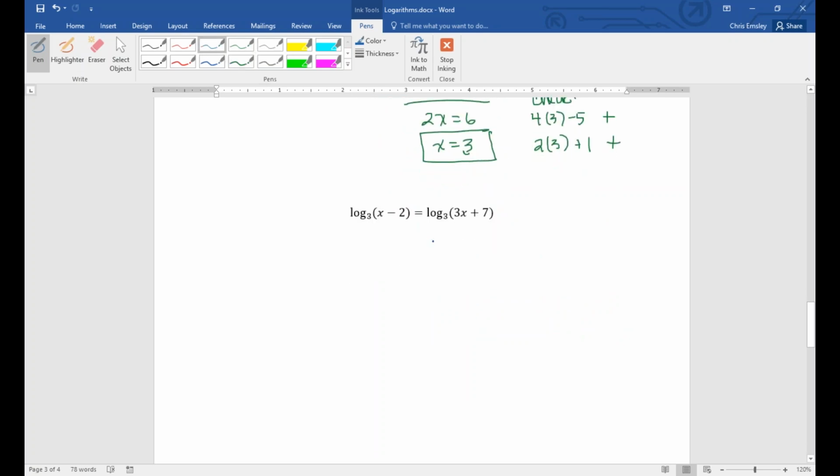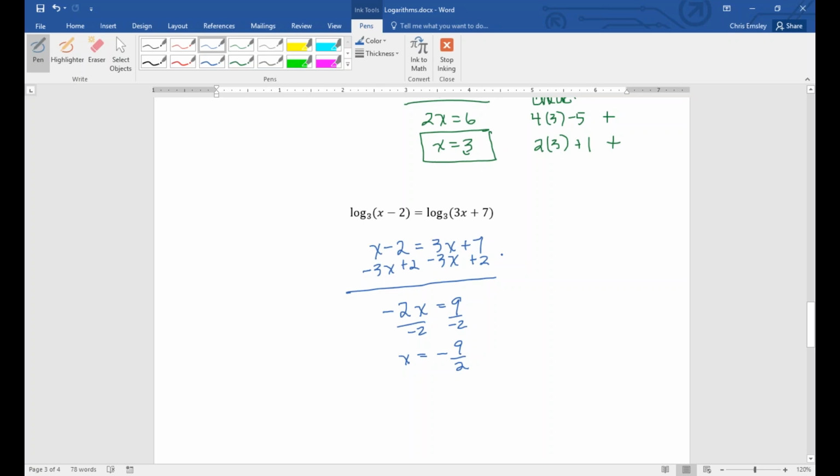Okay, let's look at another one. Same setup. We've got a logarithm on each side, and they have the same base. So because log is a one-to-one function, we can just take those arguments and set them equal to each other. And again, a pretty easy solve from there. If we bring that 3x over, and I'm going to go ahead and move the 2 at the same time, we get negative 2x equals 9. Divide both sides by that negative 2. We get x equals negative 9 over 2.